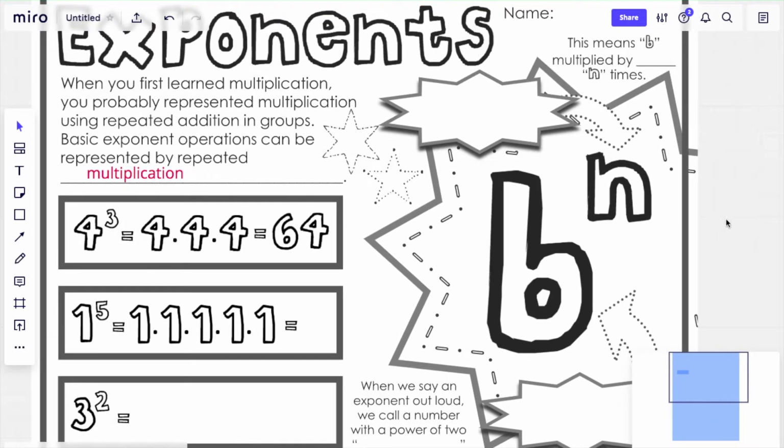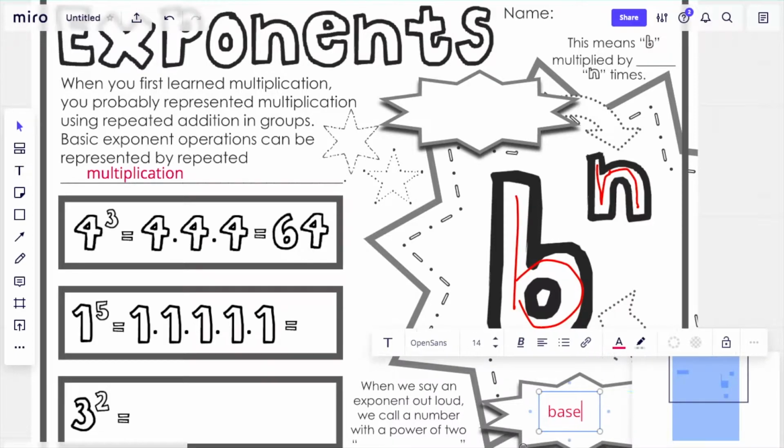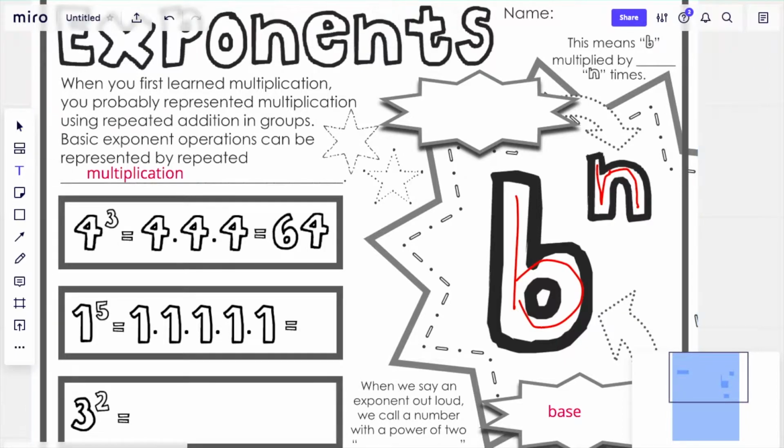So our exponents normally look something like this. We have our b, our bigger number, sorry. When I say bigger, I mean bigger in size. And our n, or our exponent. And this number is kind of floating up in the corner. So remember that our larger number, or our bottom number, is called our base, and the floating number is called the exponent.